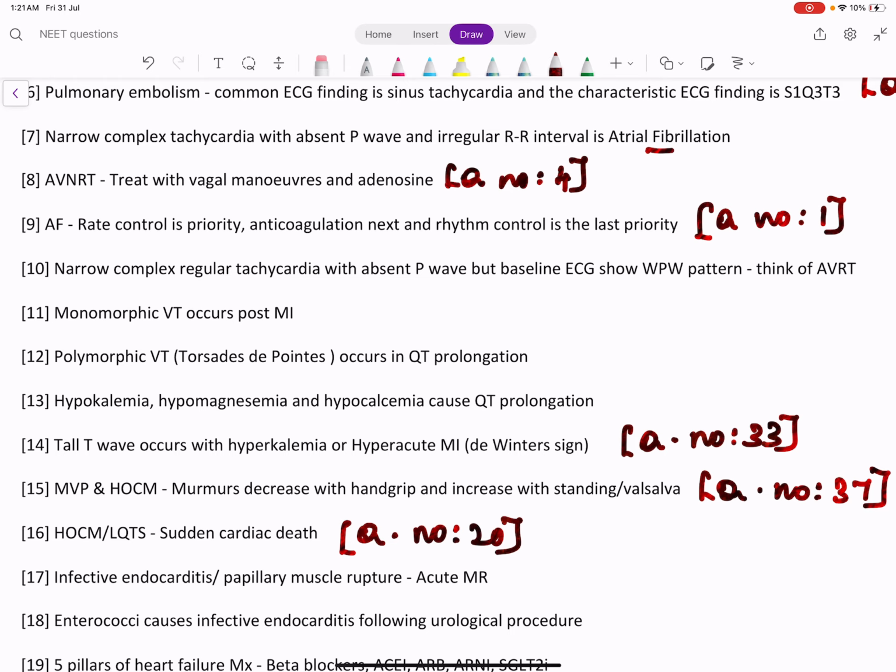Narrow complex regular tachycardia with absent P wave, but the baseline ECG shows a Wolff-Parkinson-White pattern, think of AVRT. If the baseline ECG is normal and there is narrow complex regular tachycardia with absent P wave, think of AVNRT.